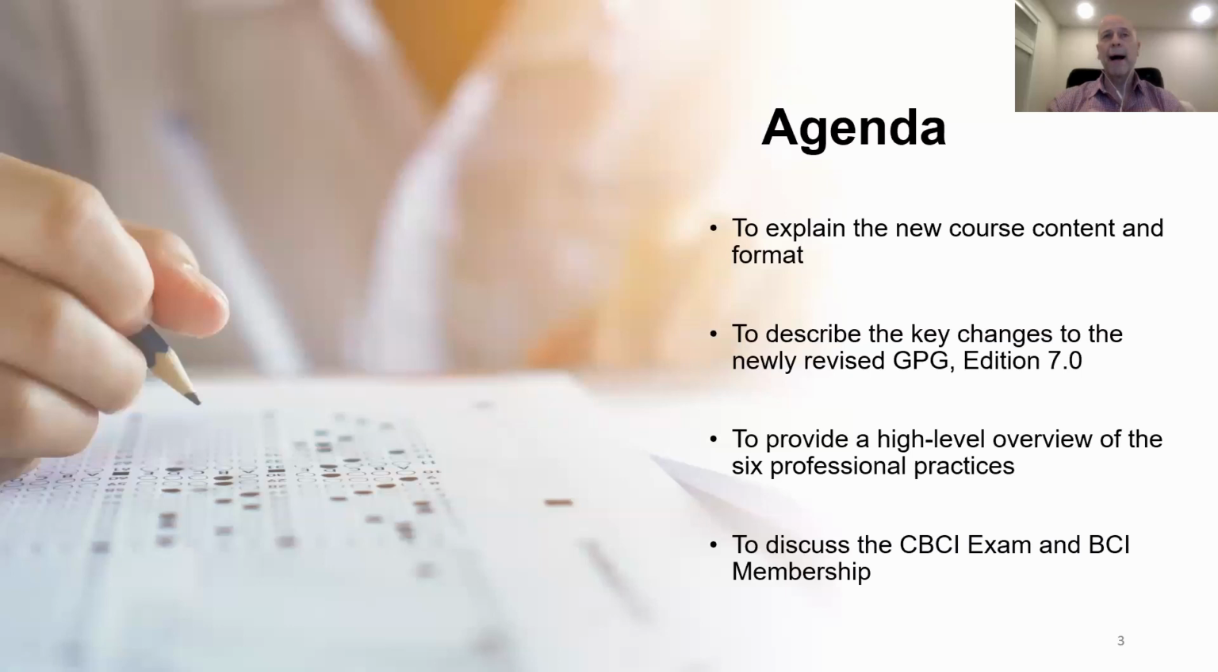The third point, that high-level overview of the 6 professional practices. As we'll go through, we've probably identified already that some of the terms used within the Good Practice Guidelines, especially the names of the 6 professional practices, have changed. That's a subtle difference, and we'll talk about those as we go through the session. And then lastly, we'll talk about the new CBCI exam and the BCI membership, and hopefully Smita will be able to come in there and expand on what that looks and feels like to reflect the new Good Practice Guidelines.